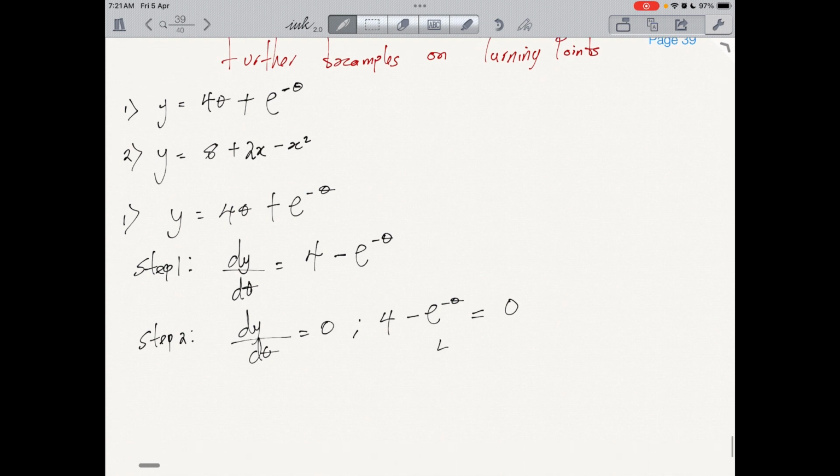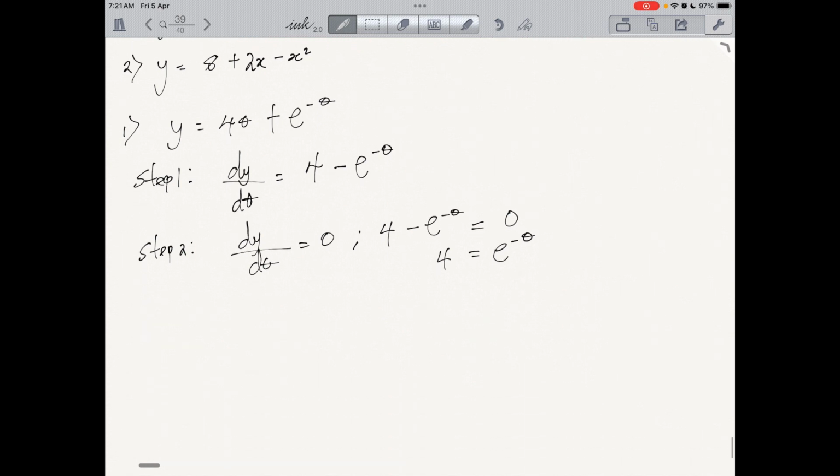Therefore, 4 is equal to exponential minus theta. Now, we recall that 1 over x raised to power n is equal to x raised to power minus n from the law of indices. Therefore, 4 is equal to 1 over exponential theta. Henceforth, we can say exponential theta is equal to 1 over 4.